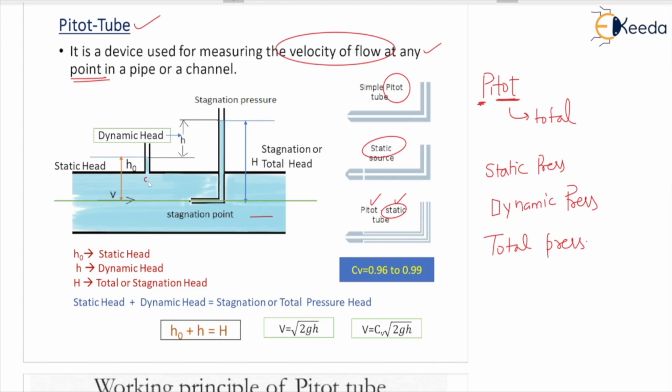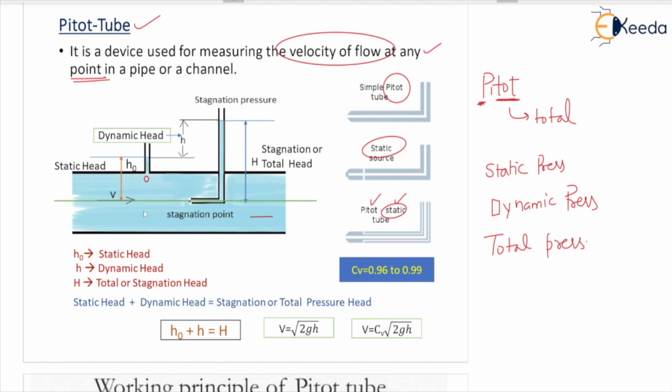So this is the point where you can see the static tube is attached on the pipe, and I can see that there is some amount of liquid raised in the tube. This is because of the static pressure head, because the water present in the fluid will exert some pressure on the wall. So if you insert the tube here, the water will be raised in the tube, and that height will be used to calculate the static head.